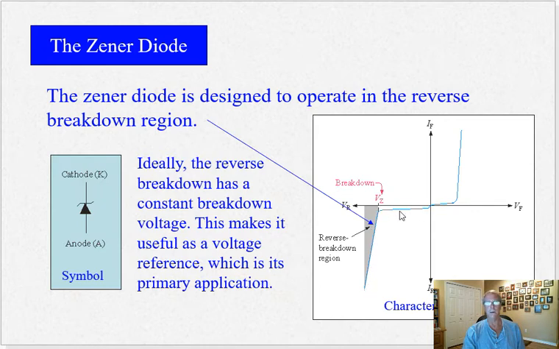Now the forward characteristic is exactly like a regular diode. So you're going to get 0.6 or 0.7 volts in the forward region. But the reverse breakdown is where this thing operates, okay?